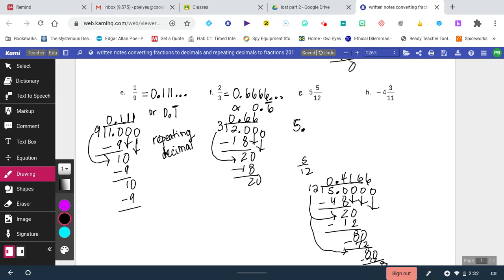So I'm going to write this in bar notation and with ellipses. Okay, that's with ellipses. Or with bar notation, you're going to write down all your numbers, and then when you get to the digit that's repeating, you're only going to write one of them and put a bar over it. Do not put a bar over the 4 and the 1. The 4 and 1 are not repeating.